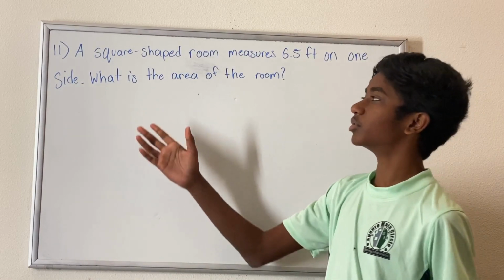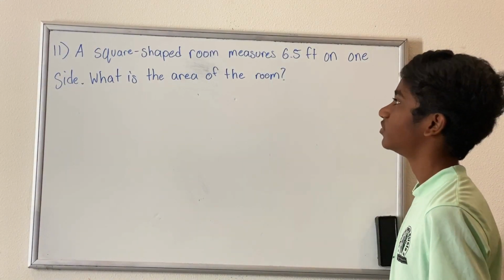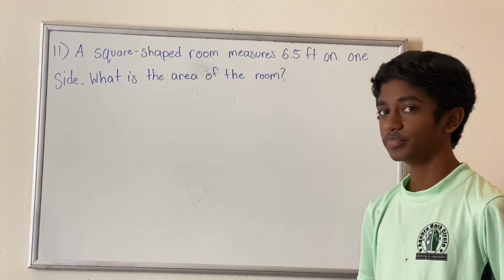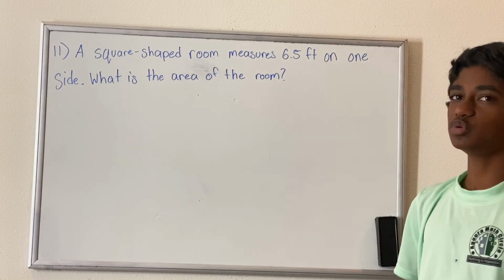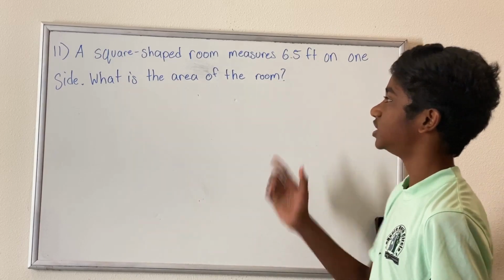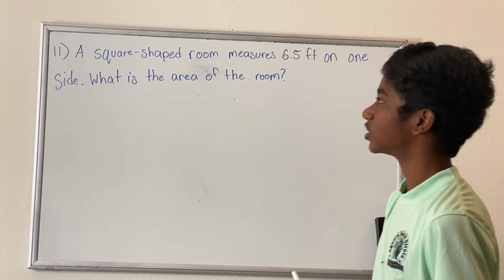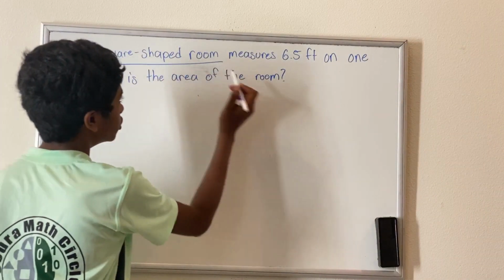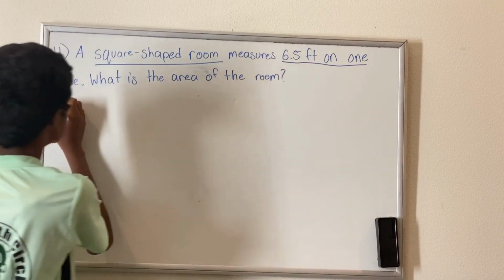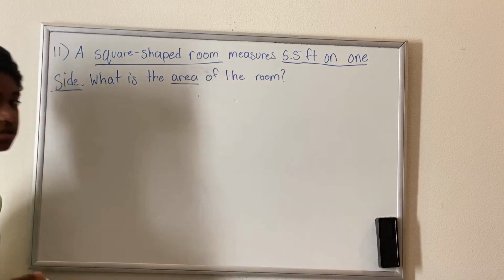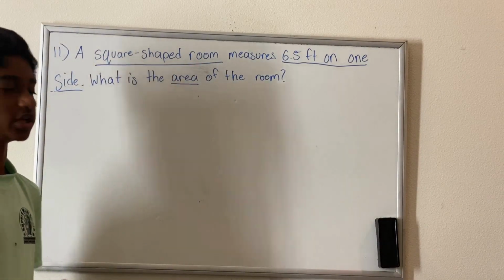So problem number 11. A square-shaped room measures 6.5 feet on one side. What is the area of the room? Okay. So when it comes to word problems, we always first have to identify keywords. So keywords that I notice here are square-shaped room, 6.5 feet on one side, and area. Okay. So a square. Let's draw a diagram now.